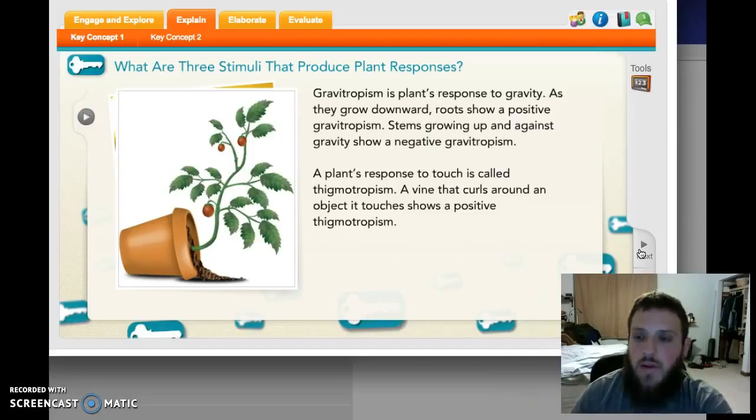A plant's response to touch is called thigmotropism. You can see how sometimes vines or trees will grow into fences. They curl around the object. That would be a positive thigmotropism, whereas a negative would be growing away from something because it touches it. That doesn't happen very often.